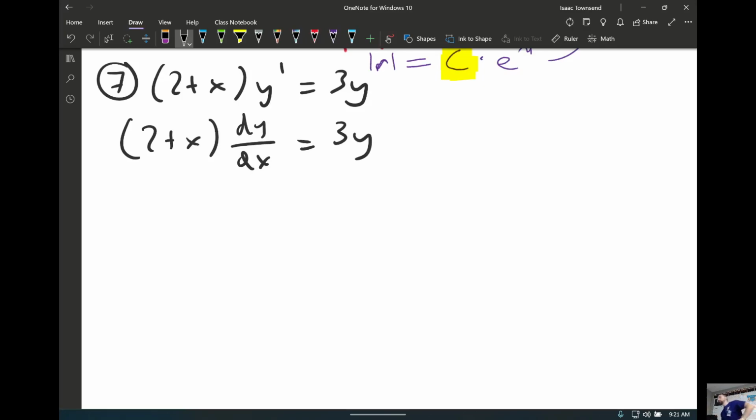Okay, so 7 has a y prime, so change that to dy dx so that you can see the y and the x. Since dy is in the numerator, let's try to get all the y stuff on the left. Dx is in the denominator, so multiply both sides by dx so that he's in the numerator on the right side.